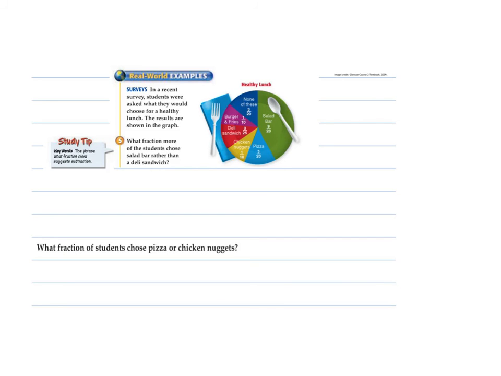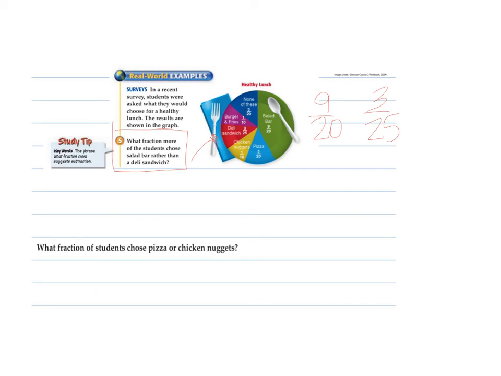And then if we have a real world example, so in a recent study, students were asked what they would choose for a healthy lunch. The results are shown in the graph. So what fraction more of the students chose salad bar rather than a deli sandwich? So salad bar I can see is 9/20, and a deli sandwich I can see is 3/25.